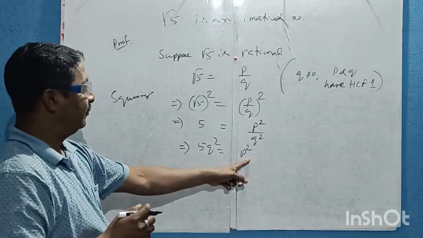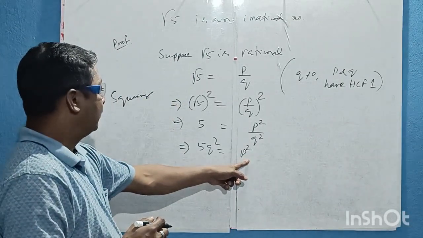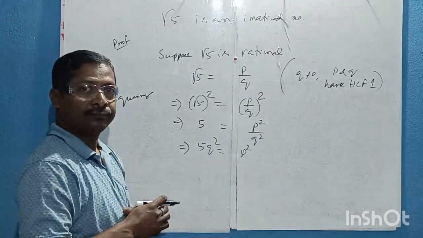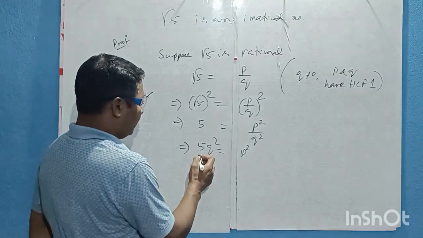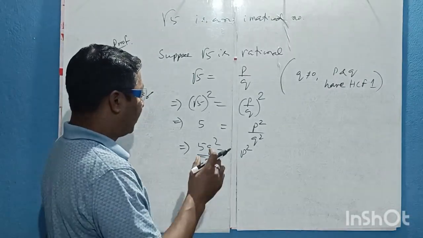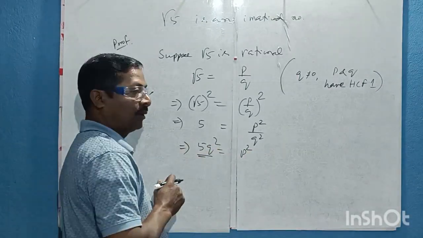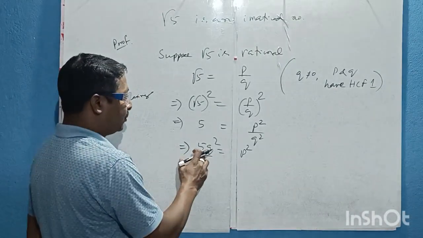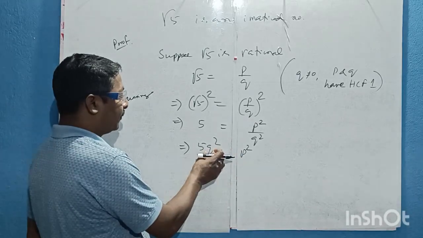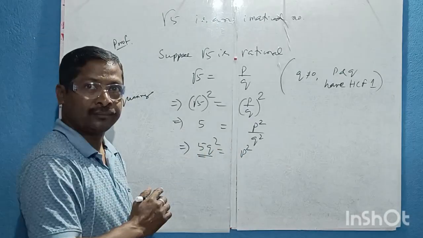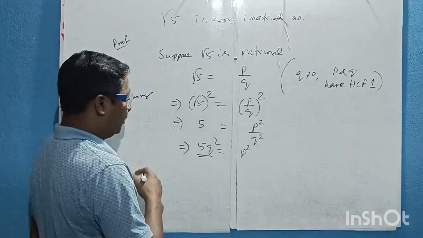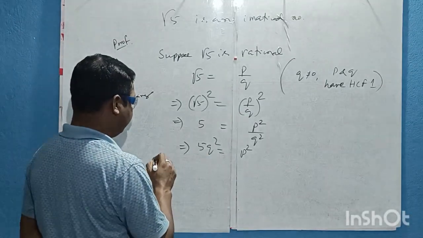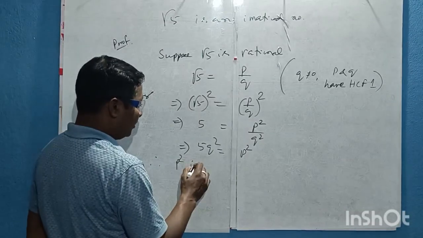So p square is a multiple of 5. From this value, I can say that p square is divisible by 5, because 5 into q square is there. So whatever may be the value of q, it is divisible by 5. It is clear from this term. So I can write here: p square is divisible by 5.